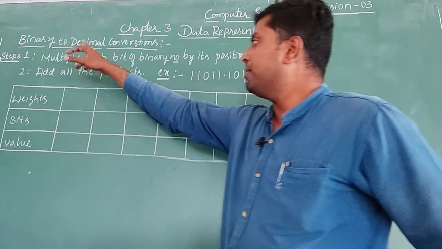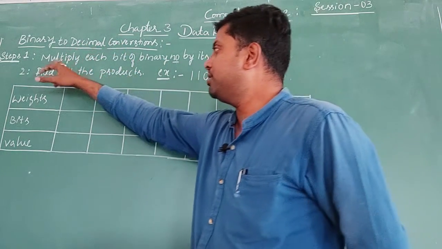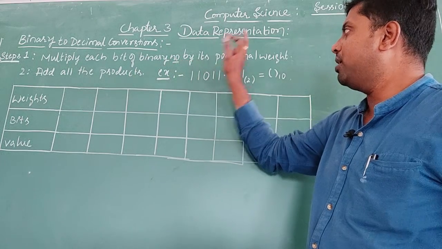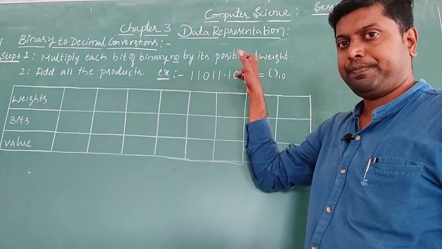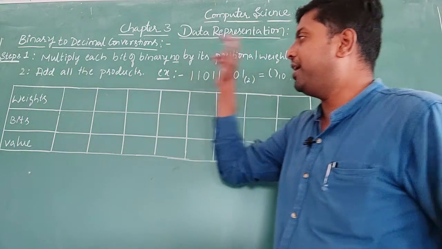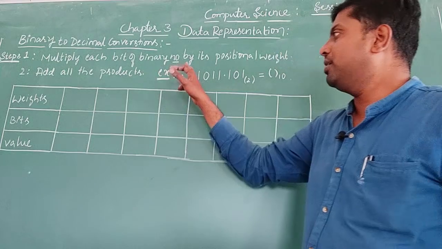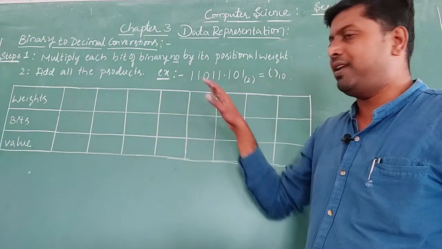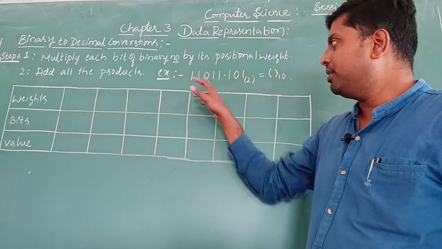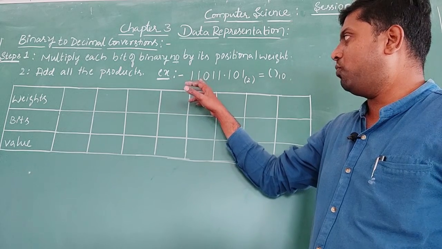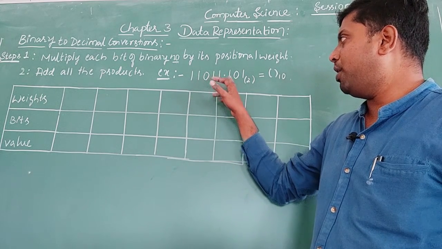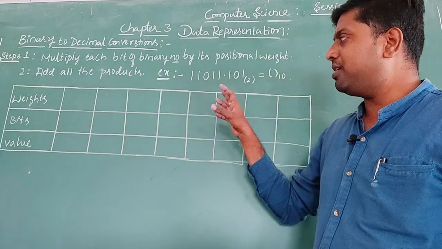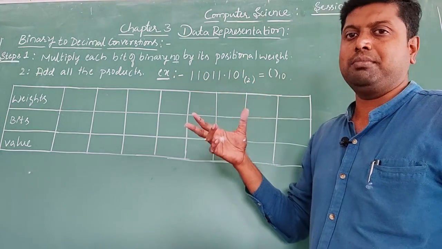Binary to decimal conversion, step number 1: multiply each bit of the binary number by its positional weight. Add all the products, whatever values you get, you just add all the products, then you will get one particular decimal value. Now I will consider one example. 11011.101 will be one binary number. Now I will convert this binary number into a decimal number.